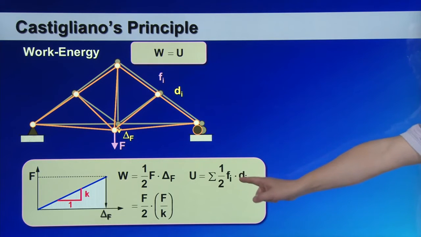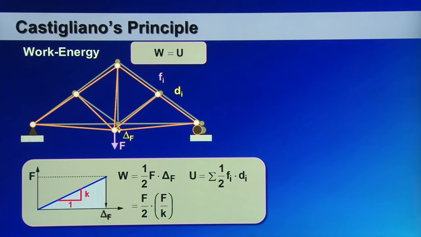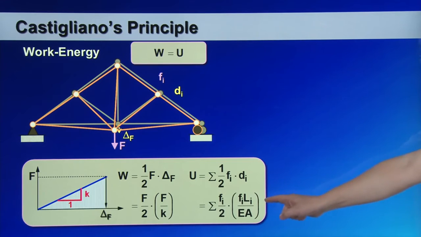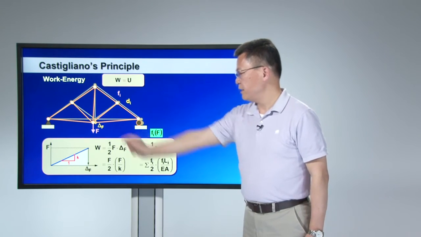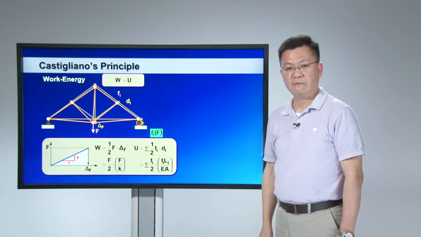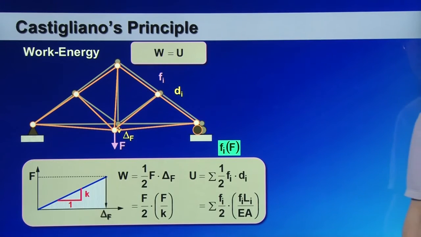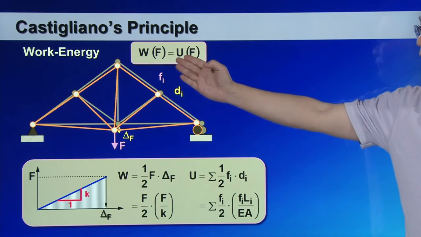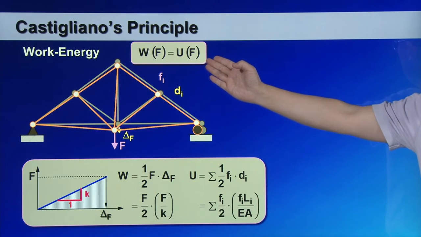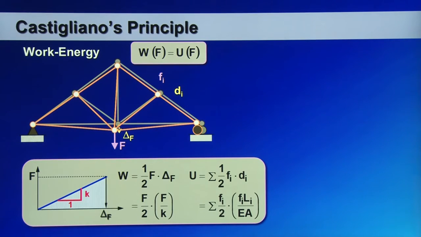The strain energy is the summation of component force times component deformation. And again, the component deformations can be expressed in terms of their component force. So this is the strain energy expression. As we know, the component force, small f, can be obtained from the external force, capital F, so they are functions of external force F. Using those relationships, the work done by the external force F is equal to the strain energy U, and both of them are functions of external force F.